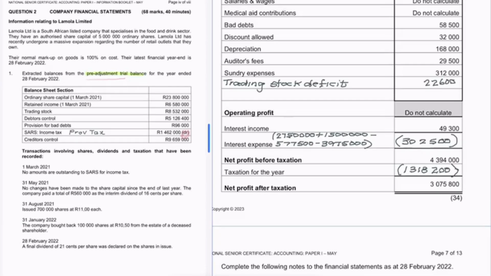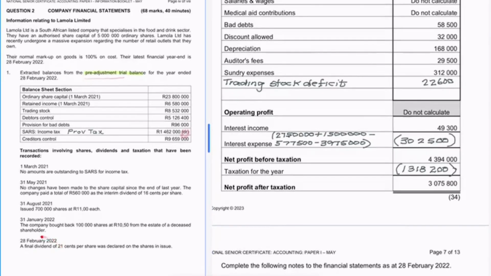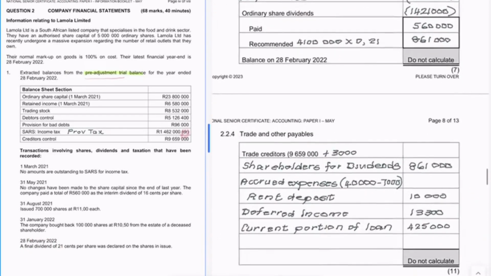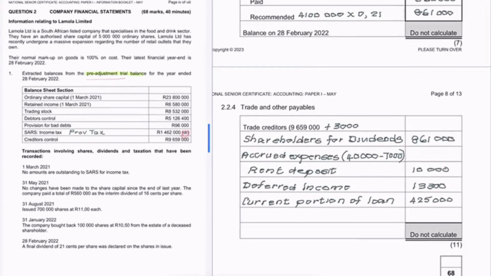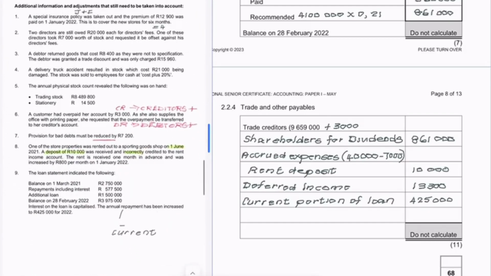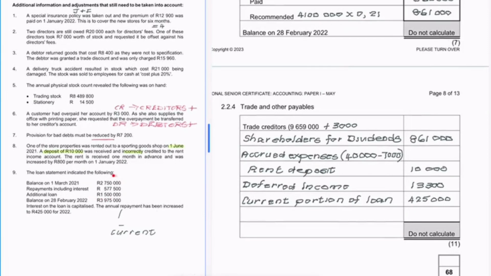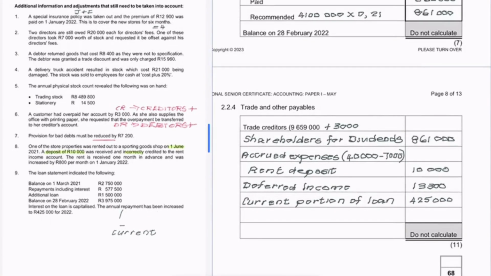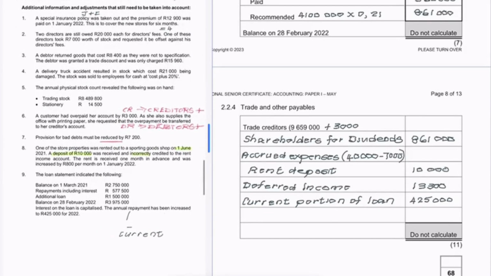Then, whenever you have a final dividend, remember you're going to have shareholders for dividends in your trade and other payables. So the moment you're entering that final dividend, remember your shareholders for dividends. And number 4 has to do with that loan. When you've got a long-term liability and they mention an annual repayment, immediately know that you've got a current portion of a loan. They don't spell it out for you. You must know, yes, I've got to go put this into trade and other payables. 4 worthwhile tips for your exam.